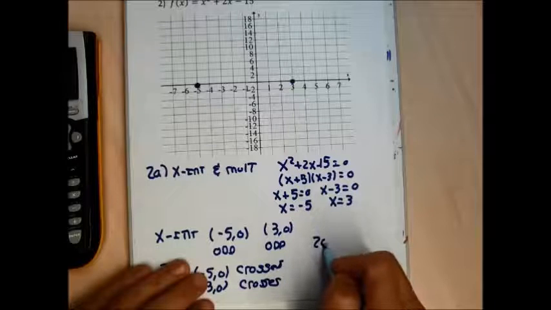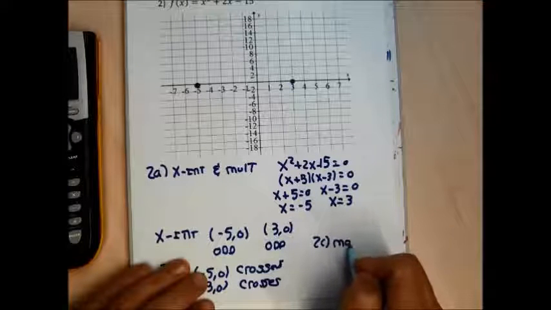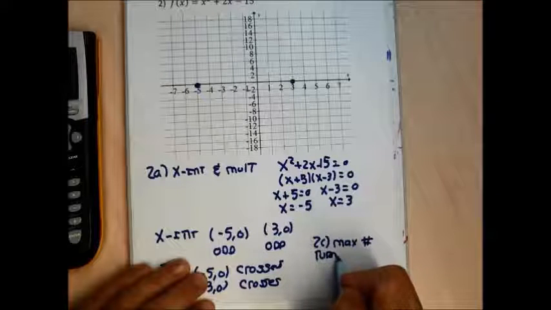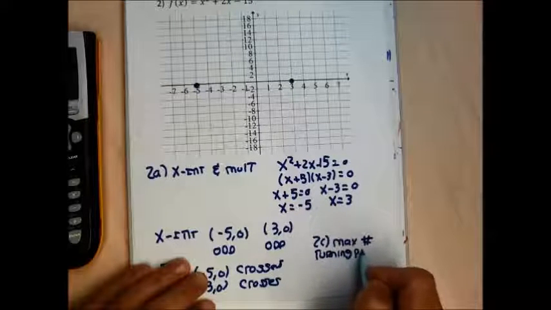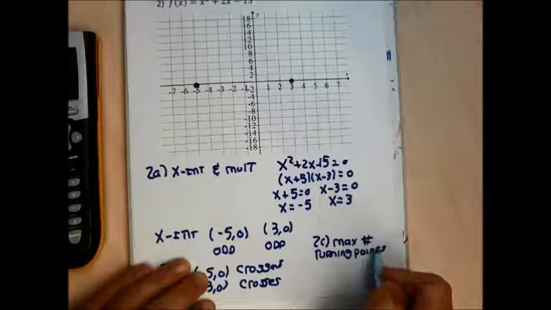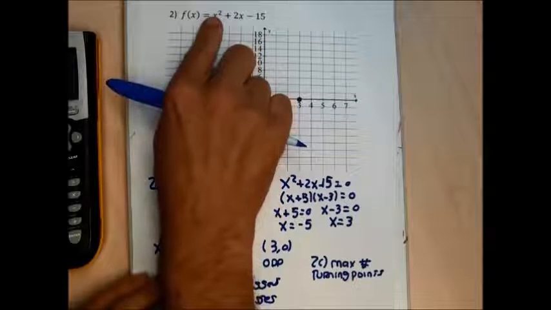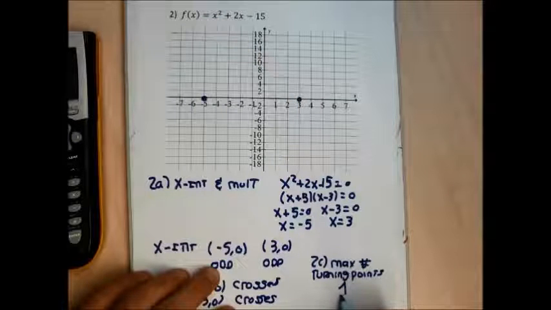Part C is the maximum number of turning points. And the maximum number of turning points is the highest exponent minus 1 once the problem is multiplied out. This is already multiplied out, so the highest exponent is 2. The maximum number of turning points is 1 less than that, which is going to be 1.